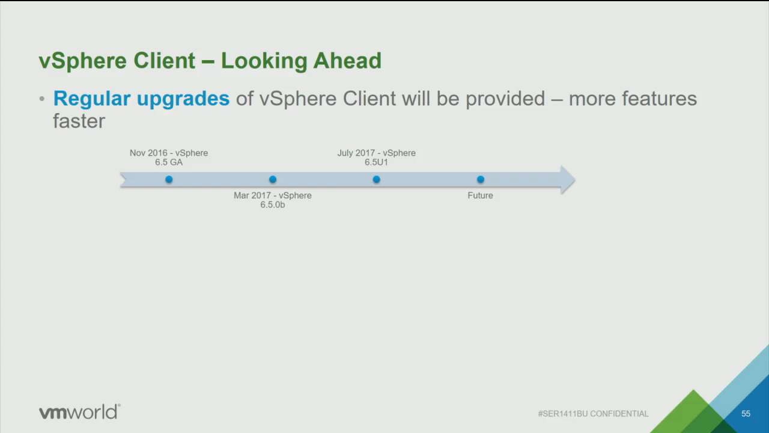6GA, 0B, U1, future. Some release. I'm sure we'll still have 6.5 releases. We'll keep updating the bits in there, probably every 3 to 4 months, depending on whatever the vCenter schedule is. Currently, we're still delivering them as part of vCenter patches. It'll probably continue that way for a while.